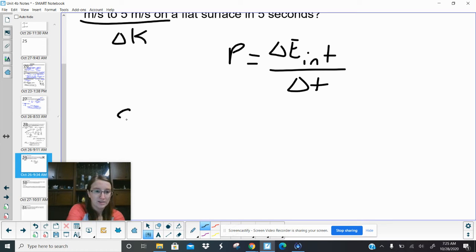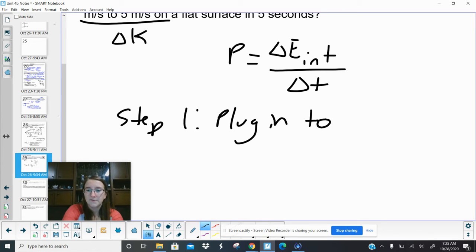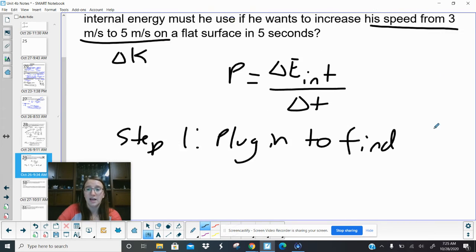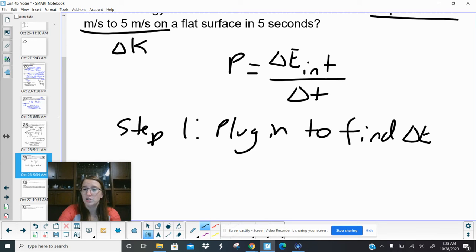So again, I'm going to write some steps out here for you. Step 1, plug in above to find if we didn't have to deal with a change in kinetic energy, if we didn't have to deal with a change in the height, and again, we're not dealing with that here anyways, plug in just the base, the power, and the time to find change in E internal.